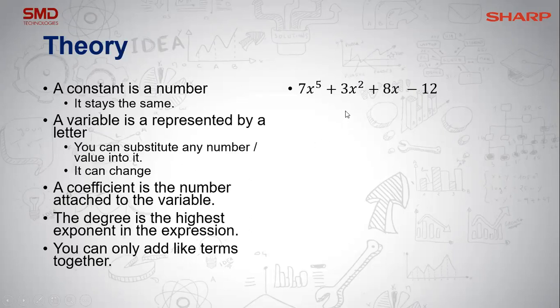And then, of course, you can only add like terms together. Remember, like terms are terms where the variable and the exponent is the same. So your coefficients can be different, but your variables and your exponents must be exactly identical before you can add them together.